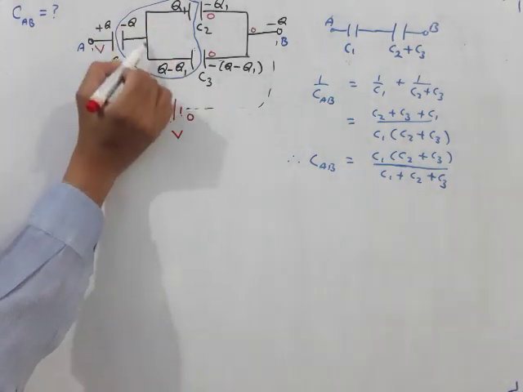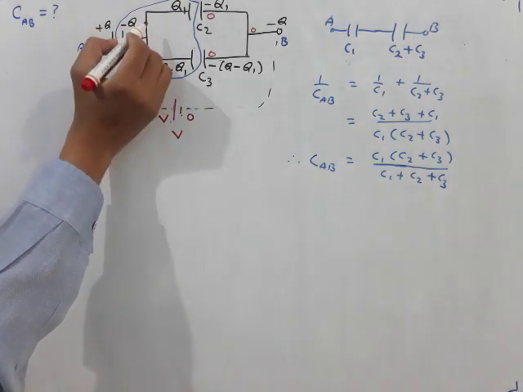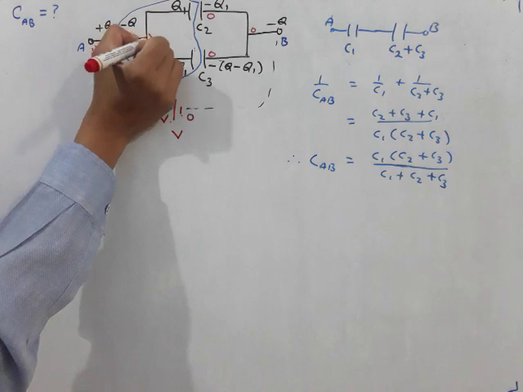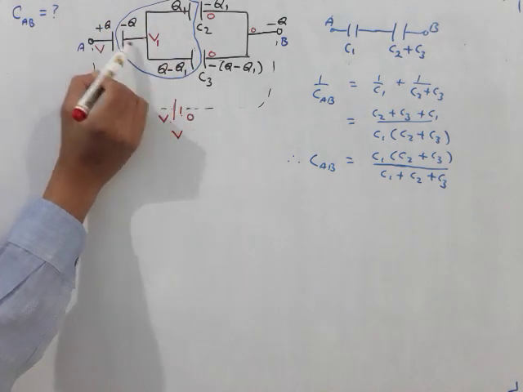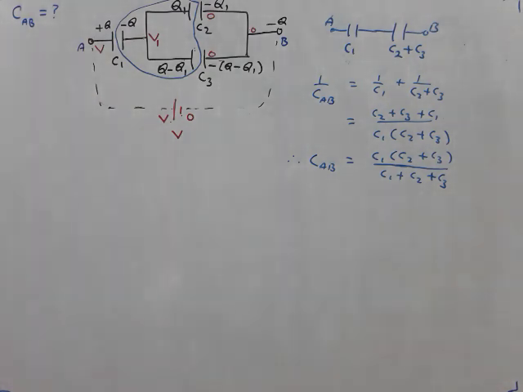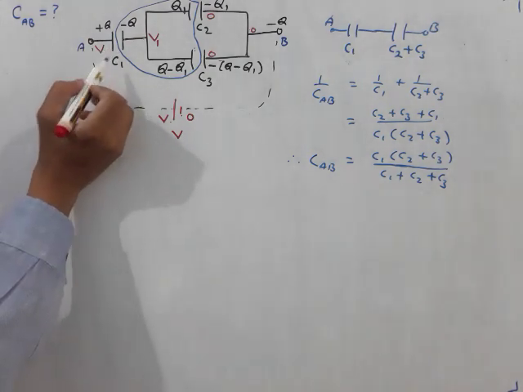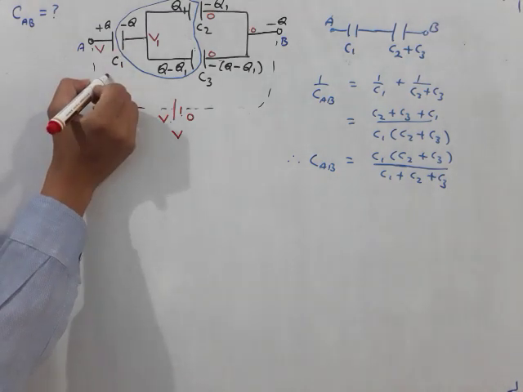These points will have the same potential, but that is not known. Let that potential be V1. All these points, this point, this point, this point, this point, they have potential V1. So the potential difference across the plates of capacitor C1 will be how much? V minus V1.